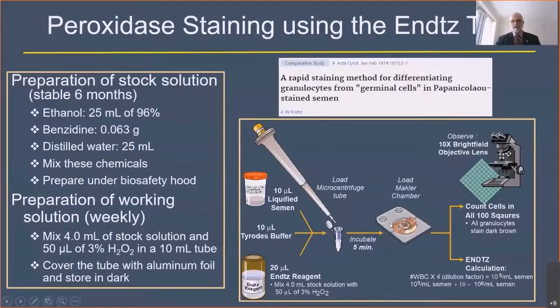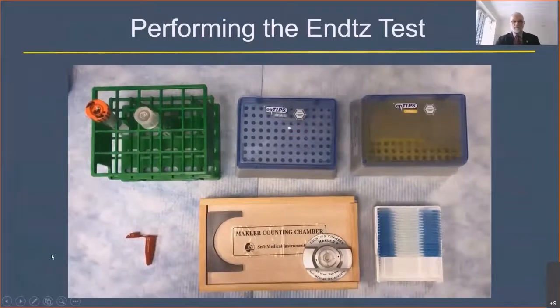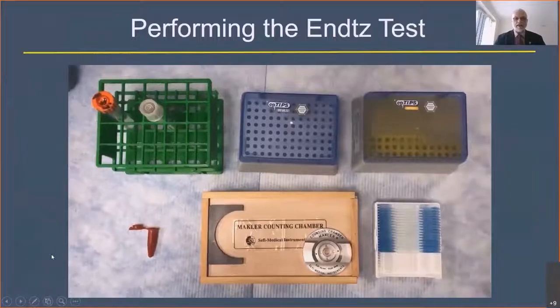After the incubation, we can analyze it in a Makler chamber under a bright field microscope, count the peroxidase-positive cells, and do the calculation. And this slide shows you the performance of the Endtz test and all the equipment that you will need. And now I'm going to show you a small video about the performance of the test.